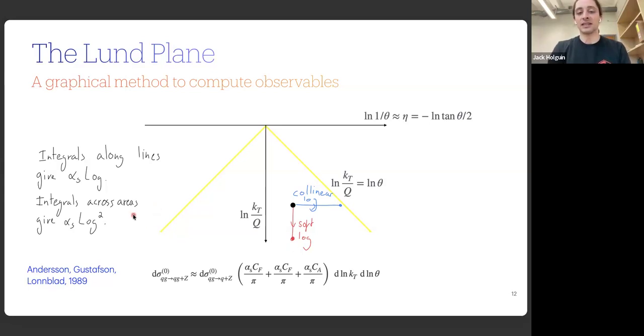And then an area will therefore give you a log squared. And we can effectively now look at computing our observables, computing the matrix element of a cross-section for an observable, by just asking how much of this plane is allowed by the observable boundary and integrating the size of that shape. And then you multiply it by the appropriate color factors.